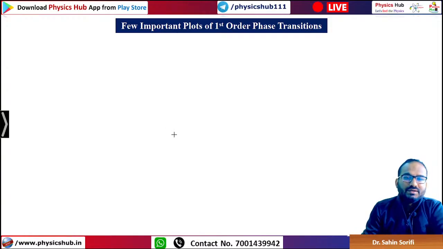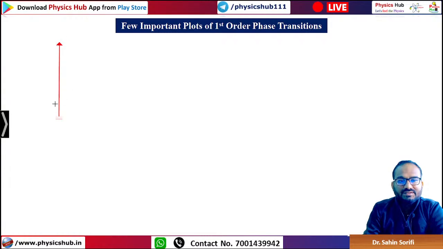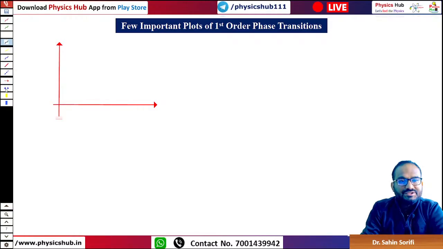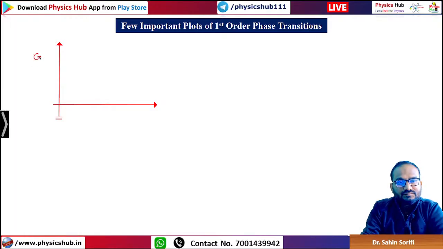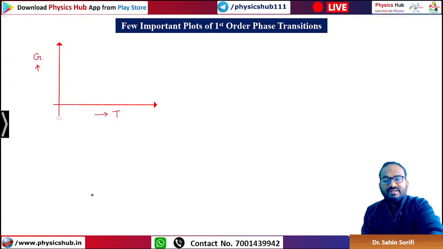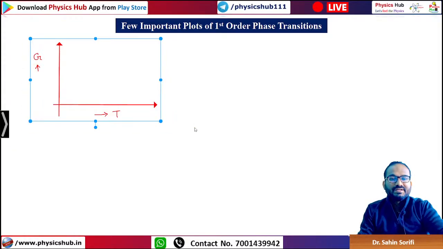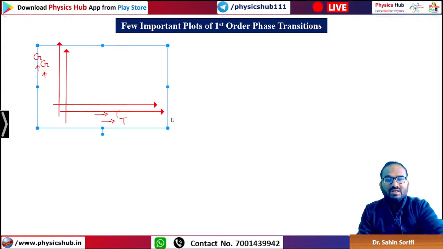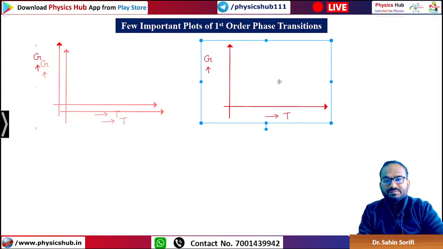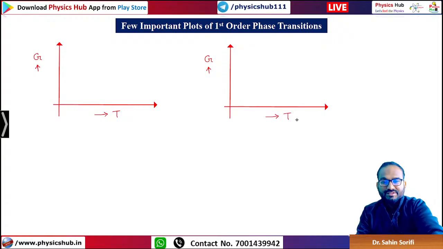Firstly, we will be drawing the Gibbs free energy. Gibbs free energy is continuous, right? So we are plotting G. Look, G is a function of T and P. So we may have variation with temperature and also with pressure, right? We need to have two curves to show the variation of G with respect to temperature and pressure.